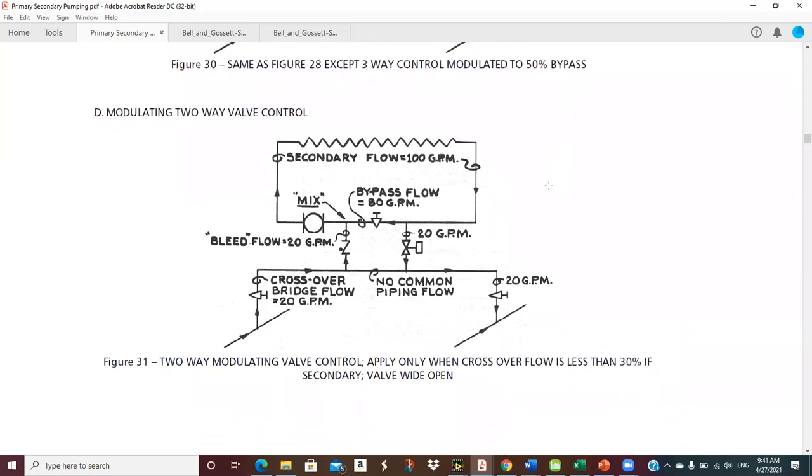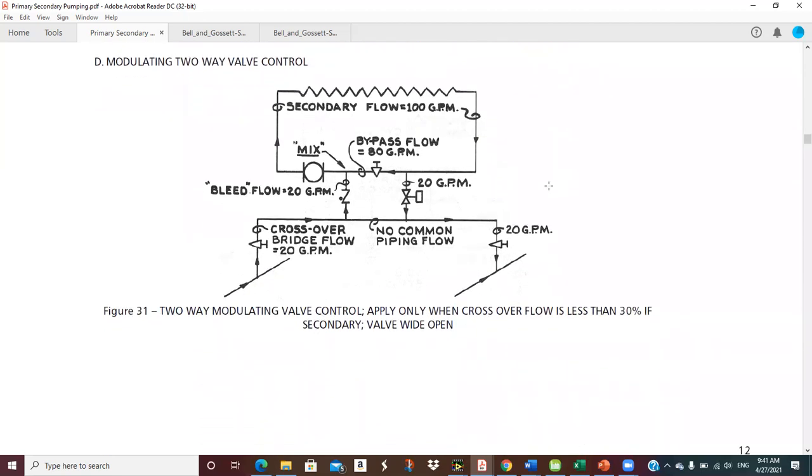Okay. We can also use two-way valves. Okay. So if we're going to do a two-way valve, we'll set it up like this.